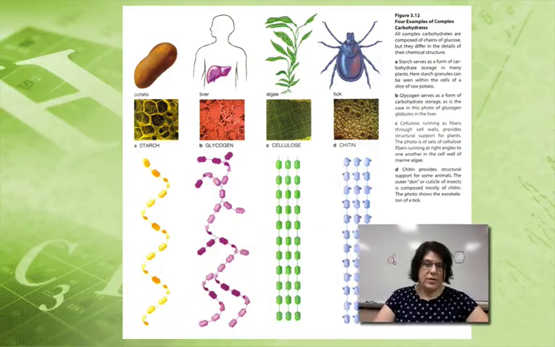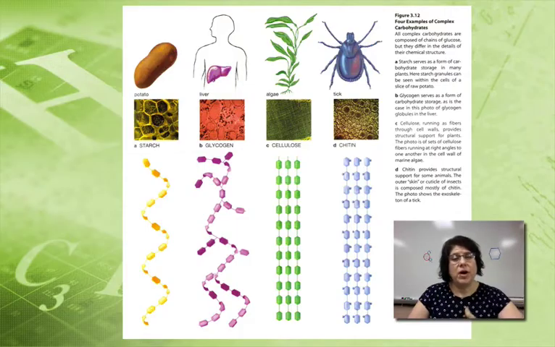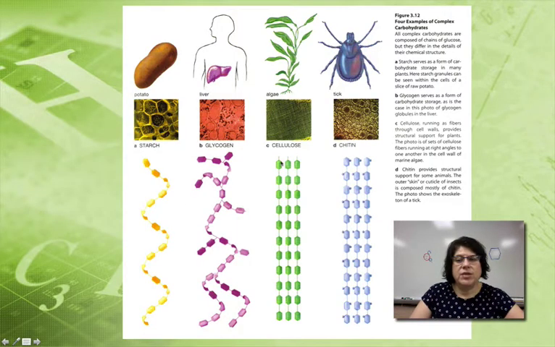Here we are with another recap. These are the four we just talked about: starch, glycogen, cellulose, and chitin.